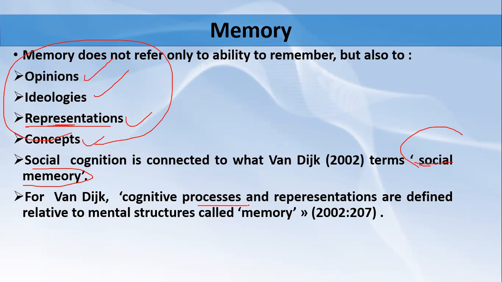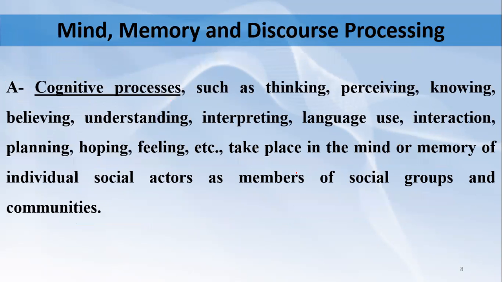Then the cognitive processes and representations are defined relative to mental structures called memory. Again, what is inside the memory? In the memory, certain cognitive processes are taking place, and those mental processes then lead to certain mental representations such as thoughts, such as beliefs, all whatever we have inside the memory. So let's discuss all these things in detail one by one. Starting with the memory, what do we have inside the memory?